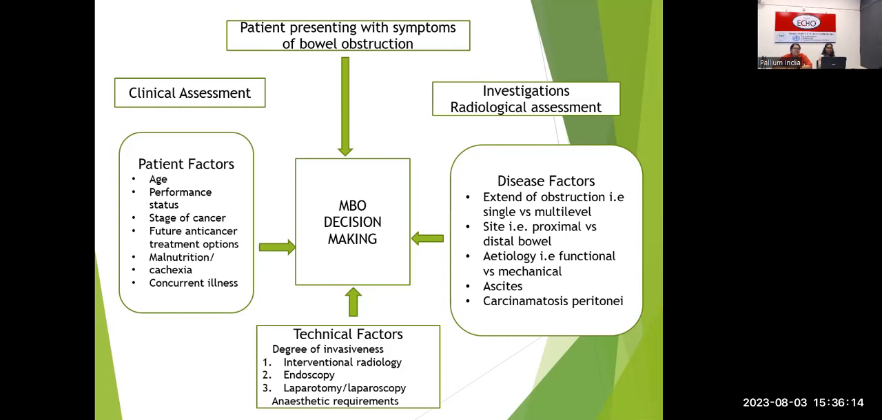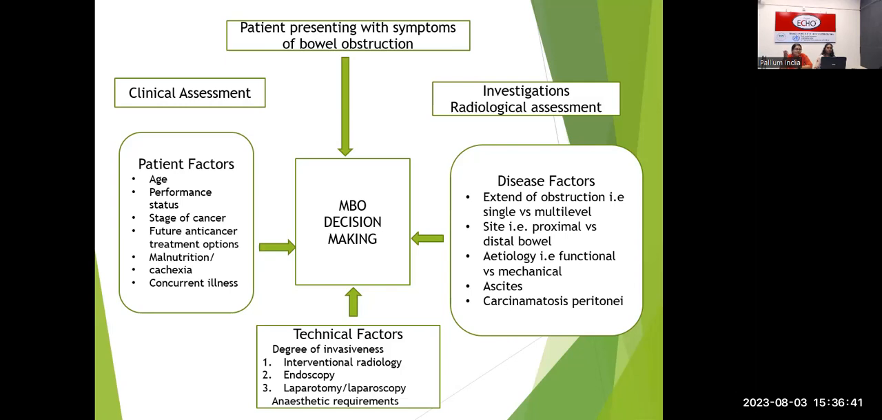In patient factors, there is age, performance status, the stage of cancer, future anti-cancer treatment options, and whether there is malnutrition, cachexia, or concurrent illnesses. So these are patient factors, whether the patient will be able to undergo a surgery or not. From the patient's performance status, we may be able to say whether we have to move ahead with surgical management or just the medical management that is required.